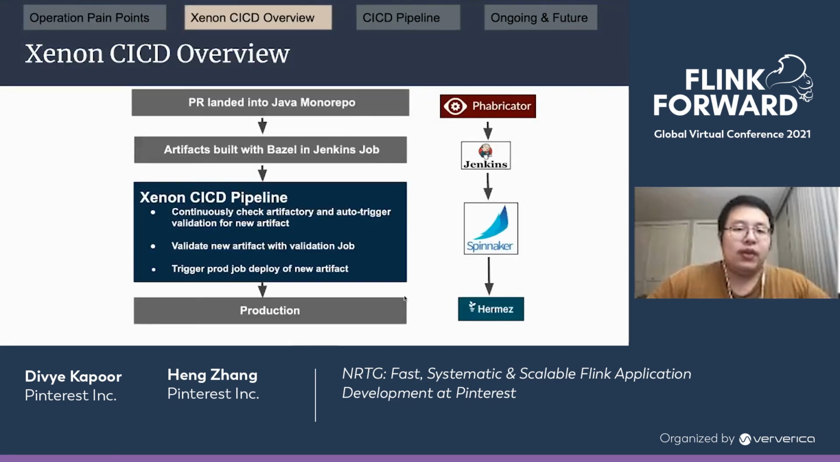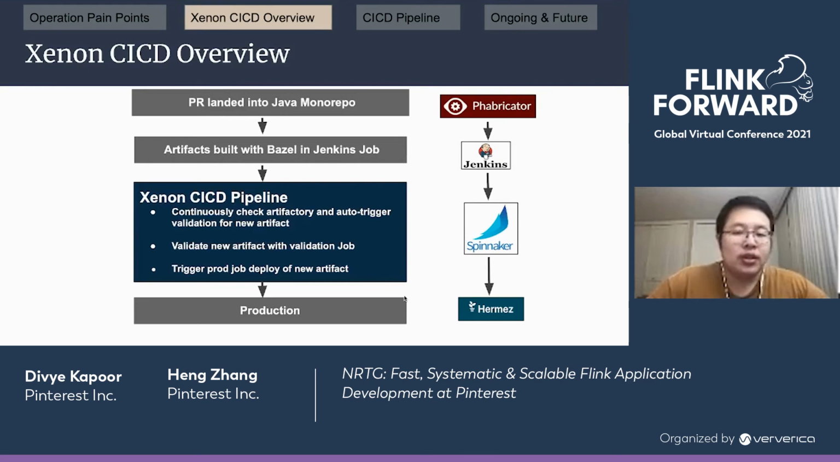Let's look at the overview of Xeno CI/CD. Actually, the idea is pretty straightforward. When there's a new artifact built with Bazel in a Jenkins job, after a PR landed into our Java mono repo, the CI/CD pipeline kicks in. It checks the new artifact and auto-triggers validation for this new artifact.